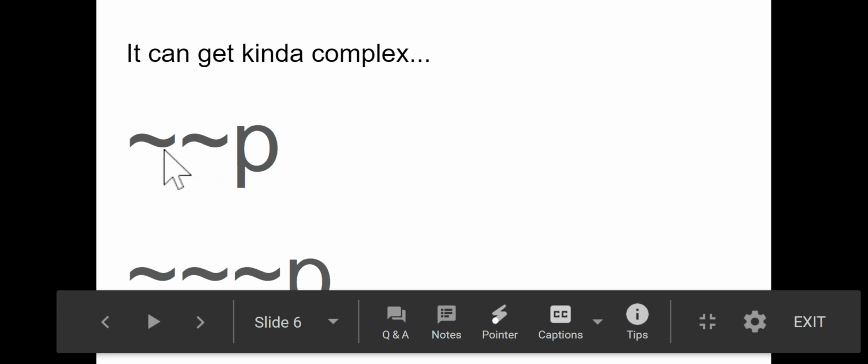We can put a negation operator in front of any logical sentence and get another logical sentence. And that means that two negation operators or three, or any number of negations, can go in front of a logical sentence.